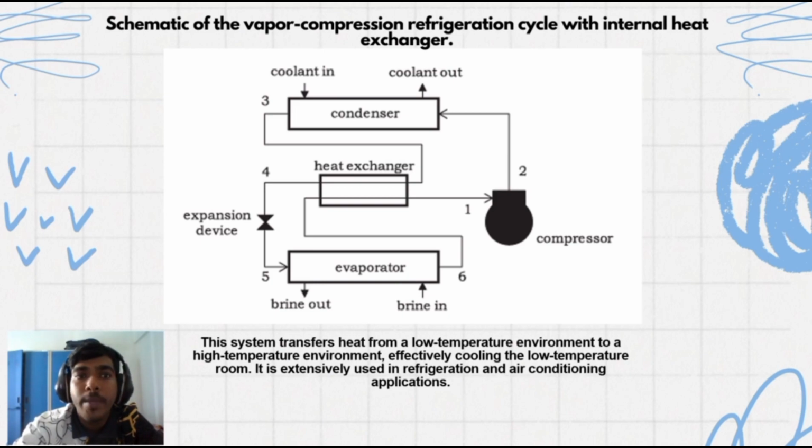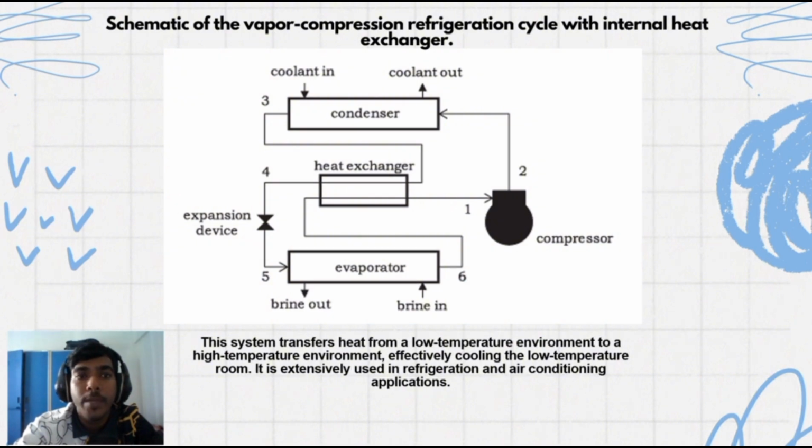The next component will be internal heat exchanger, where the high pressure liquid refrigerant from the condenser on point 4 passes through the heat exchanger, where it exchanges heat with the low pressure vapor refrigerant coming from the evaporator. The process will be from point 5 to point 6.